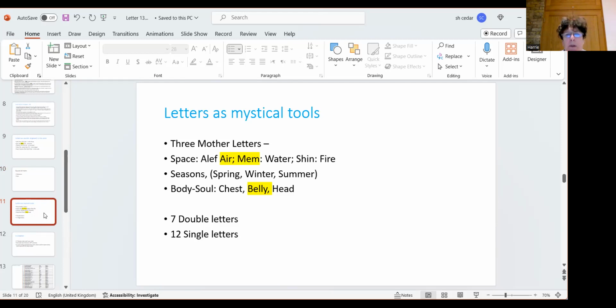Also associated with different seasons and different parts of the body, and mem is very much associated with the belly. It's a mothery letter of the belly. So it's one of the 3 mother letters, as opposed to those 7 double letters with or without the dagesh and the 12 single letters.